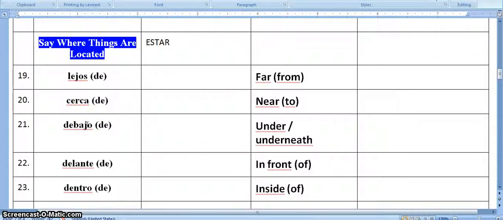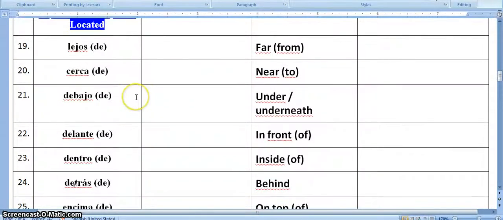Okay. Now, look at these next set of words, okay? These are our location words or our prepositions. And when we use these words, we use them with estar, okay? We always use them with estar. Número 19 is lejos de. Lejos de means far, far away or far from. Número 20 is cerca de. It's near or near to. 21 is debajo de. Debajo de means under. Número 22 is delante de. Delante de. That means in front of.